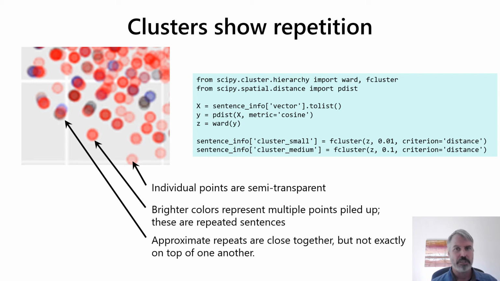The points represent individual sentences. They're partially transparent so that single points appear pale. Brightly colored spots indicate multiple sentences plotted on top of each other, which means that they have very similar embeddings. Approximate repeats are close together, but not exactly on top of one another.